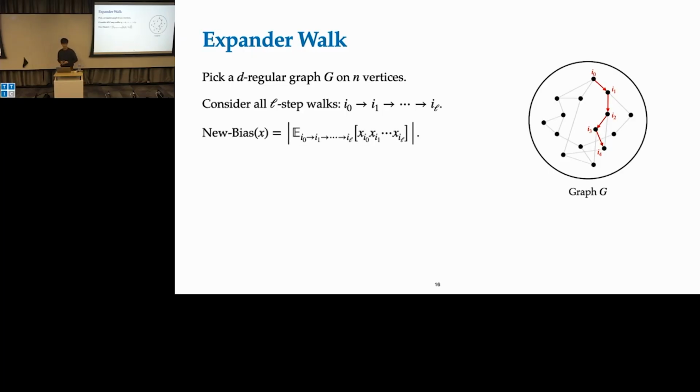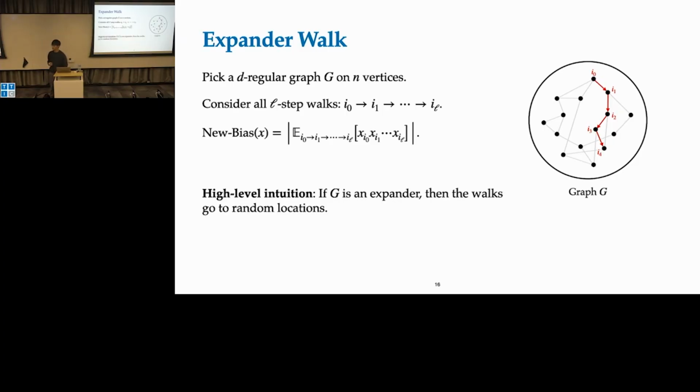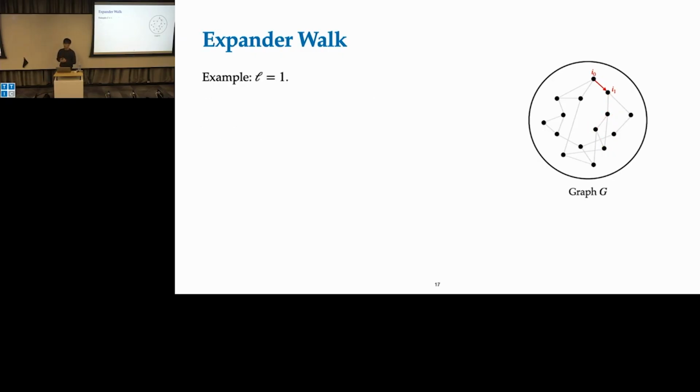The new bias, we can write as the expectation over the walks of the product of these entries. Let me first give you some high-level intuition. The intuition is that if we choose G to be an expander, then at a high level, the walk will roughly go to random vertices, or random locations. And in that case, perhaps a random walk here behaves like a random hyperedge. So that's maybe the rough intuition of doing this. Let me first start with the simple case L equals 1.